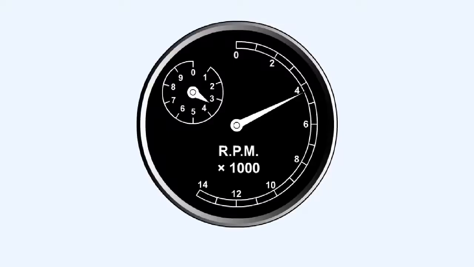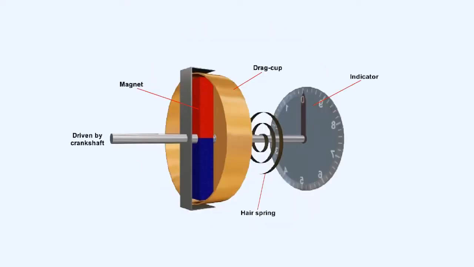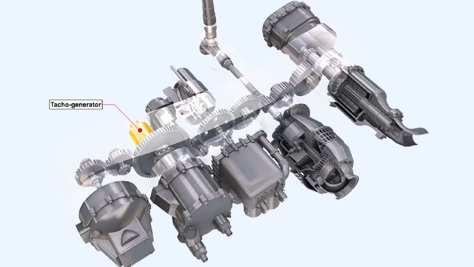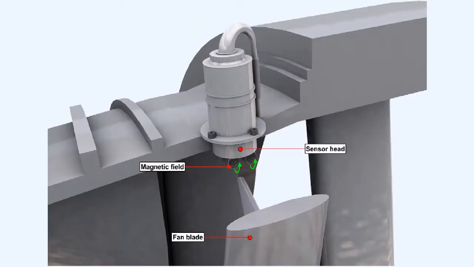The RPM indicator is called a tachometer, tacho for short. There are three methods of measuring engine rotational speeds: the mechanical magnetic tachometer, the electrical generator system, the tacho generator, the inductive probe system.